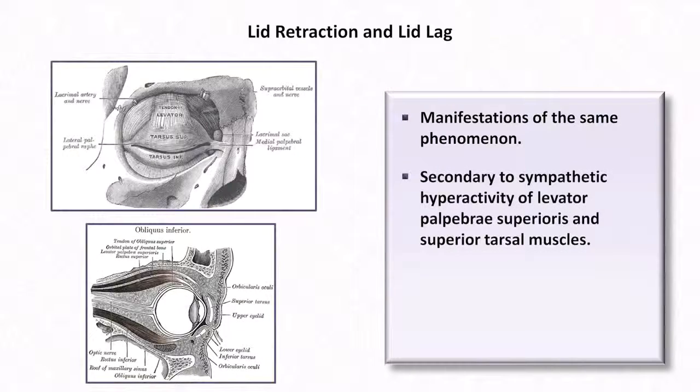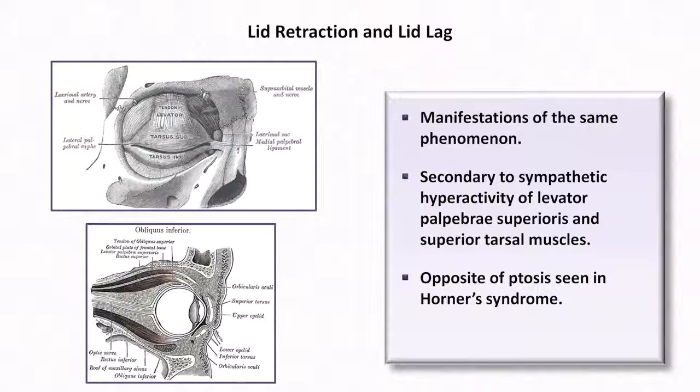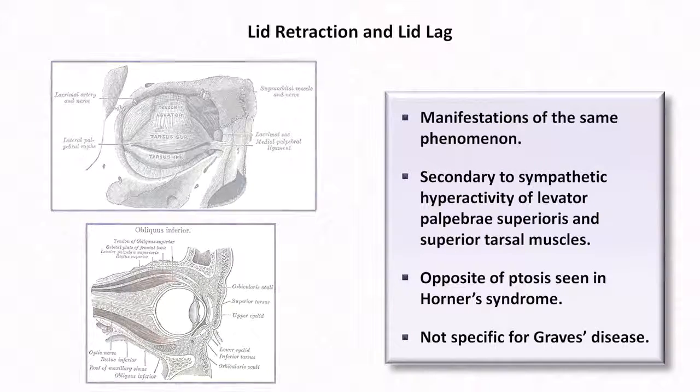Both lid retraction and lid lag are a consequence of sympathetic hyperactivity affecting the levator palpebrae superioris and superior tarsal muscles of the upper lid. It's the opposite effect of the ptosis seen in Horner syndrome, where sympathetic activity to the eye is impaired. Although lid retraction and lid lag are frequently included in descriptions of Graves' disease, unlike other ophthalmological manifestations of Graves', these are not specific to that diagnosis.